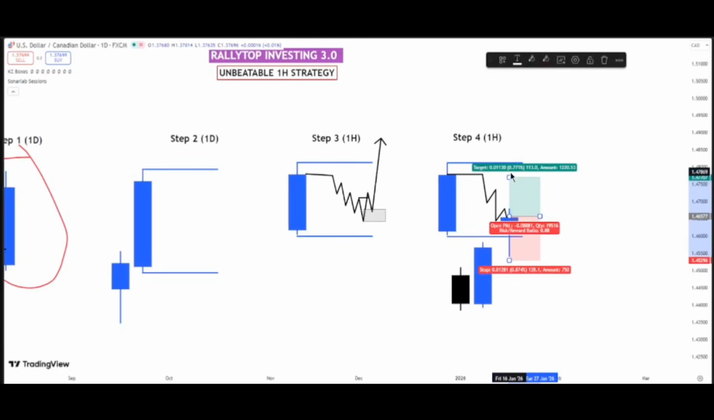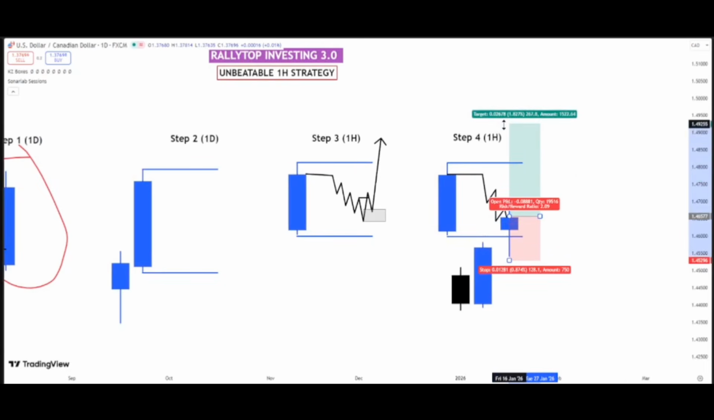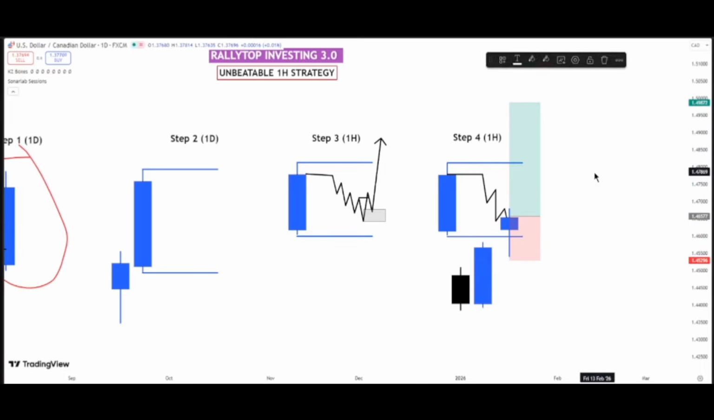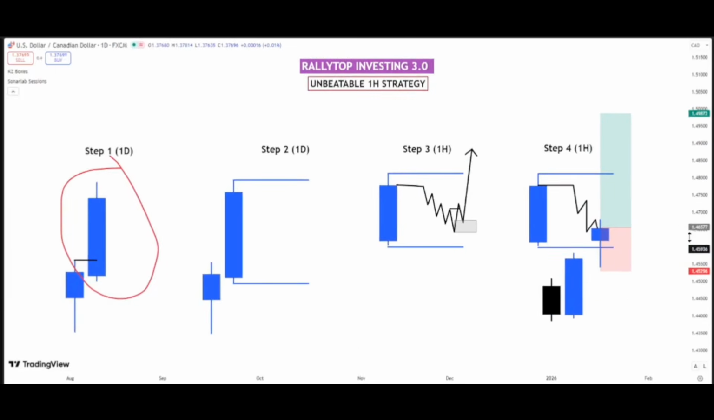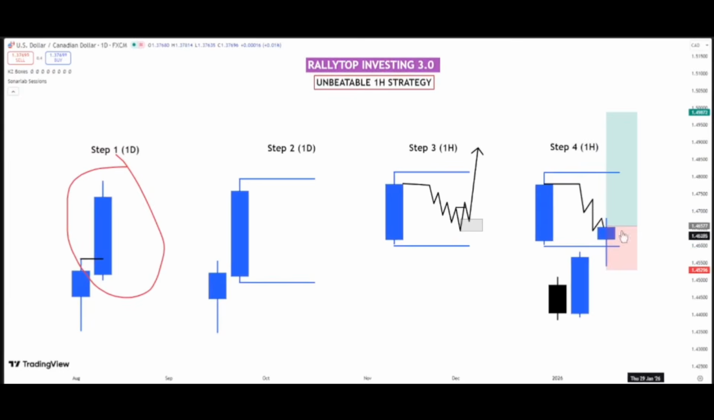By the way, this strategy uses 1 to 3. So all you need to do is to just target 1 to 3, and that will be all. So that's about that one on step 4.